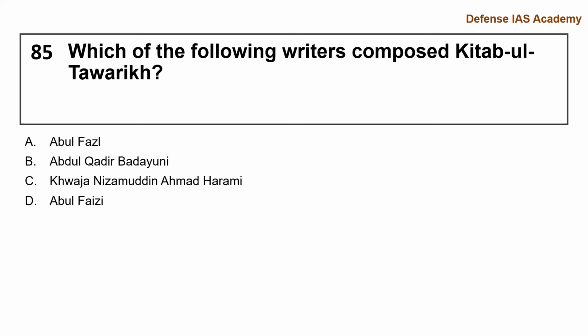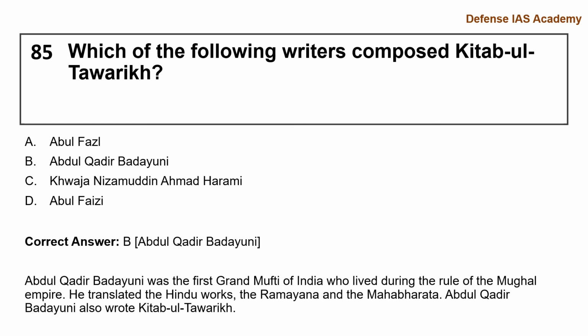Question 85. Which of the following writers composed Kitab ul Tawarik? The correct answer is option B, Abdul Qadir Badayuni. Abdul Qadir Badayuni was the first Grand Mufti of India who lived during the rule of the Mughal Empire. He translated the Hindu works, the Ramayana and the Mahabharata. Abdul Qadir Badayuni also wrote Kitab ul Tawarik.